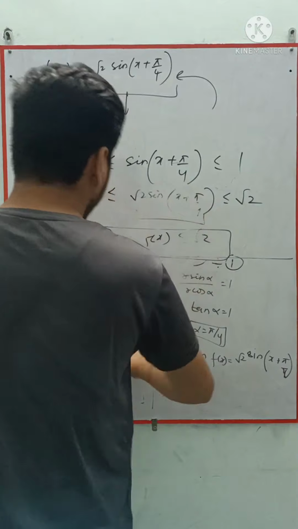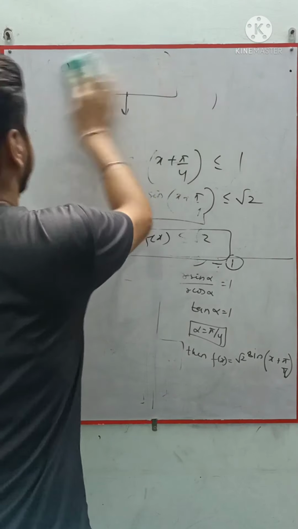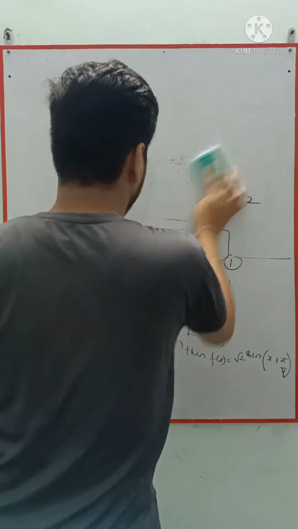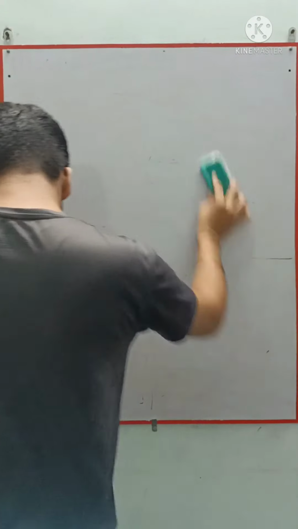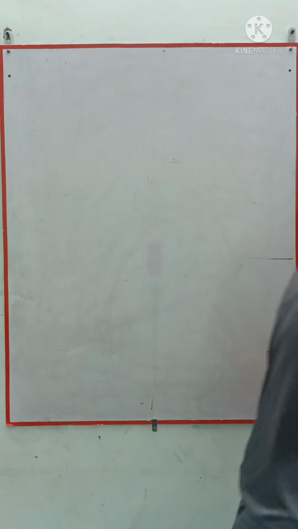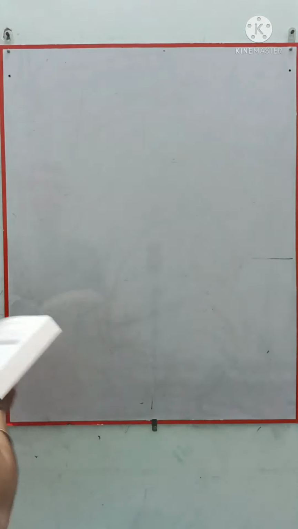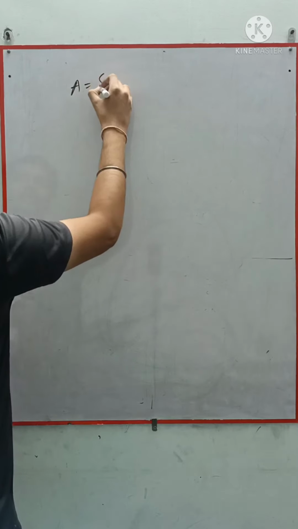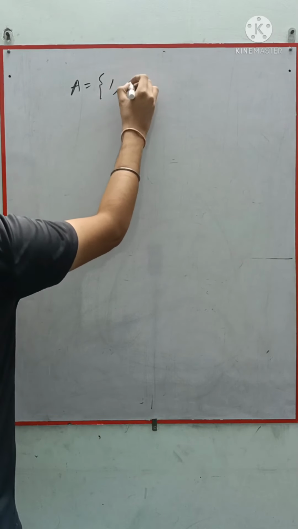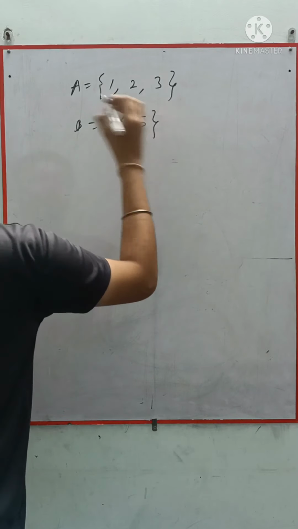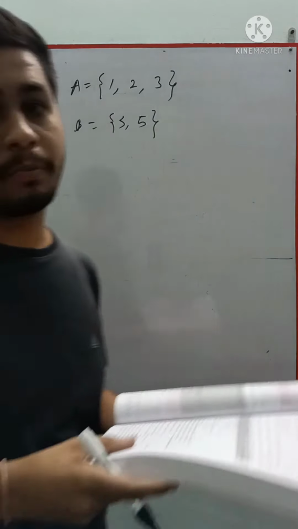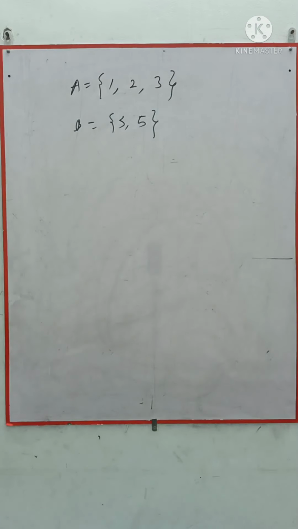Okay, you need to remember that if, for example, I am giving you two sets A and B and I am asking you to write the number of functions from A to B. Say, for example, we have a set A, I am taking this example 1, 2, 3 and B is 3, 5. Then write the number of functions from A to B. How will we write this?